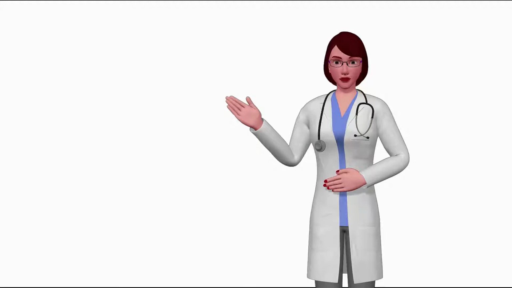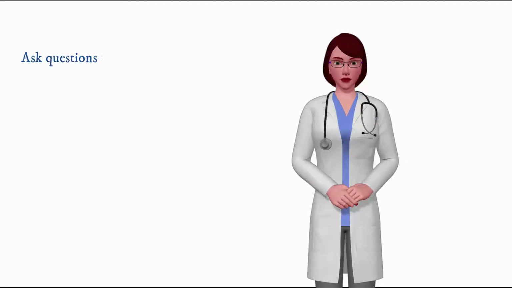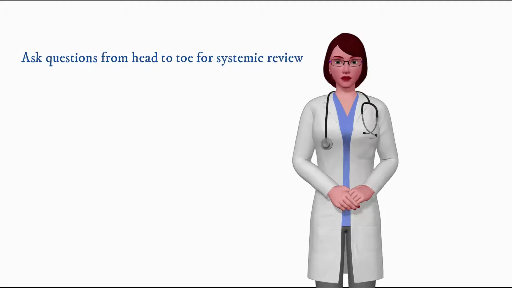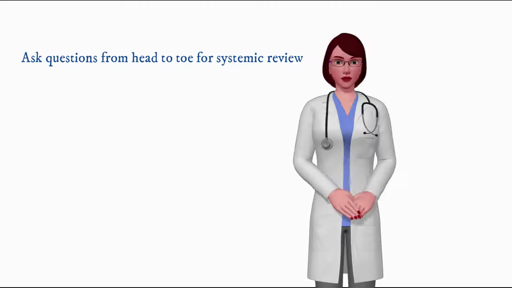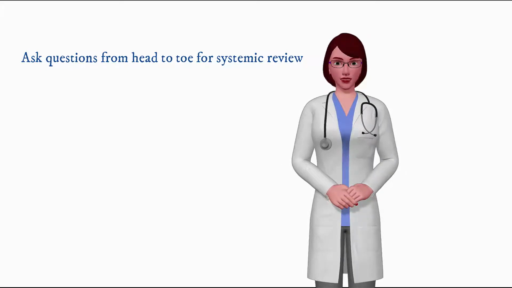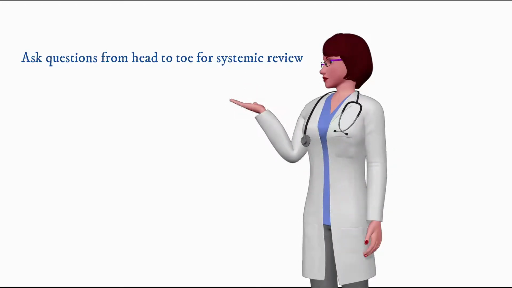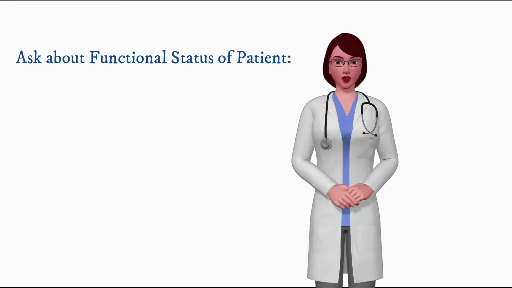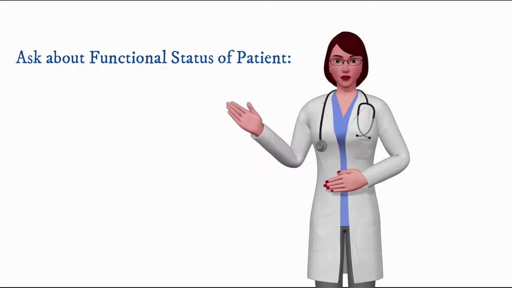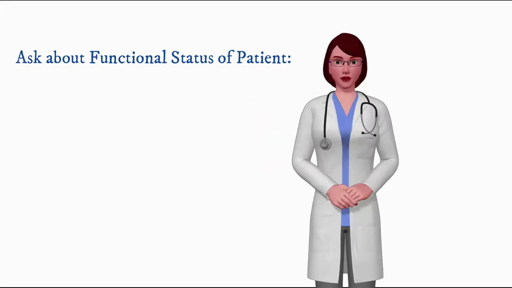Now at this moment, ask questions from head to toe in systemic review. These questions should be related to your case. Ask about shortness of breath, abdominal heaviness and pain, and about any rash, etc. Remember, you should be very concise at this moment of systemic review. Now at this stage, in functional status of the patient, ask the patient, can you perform your daily activities or do you need help of others? Can you go to the washroom? Can you change your clothes?